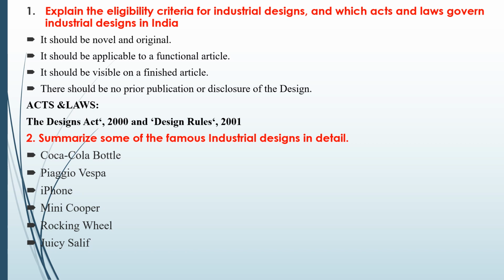Next question: summarize some of the famous industrial designs in India. These are the set of industrial designs: Coca-Cola bottle, Piaggio Vespa. Earlier it was Vespa, now Scooty, Honda, and many bikes and EV vehicles have come. Vespa, once upon a time, was very familiar because of its design and its lightweight. Then the iPhone because of its many features, Mini Cooper, Rocking Wheel, and Juicy Salif. These are some of the famous industrial designs, and you have to list them all and write in detail why each is famous.